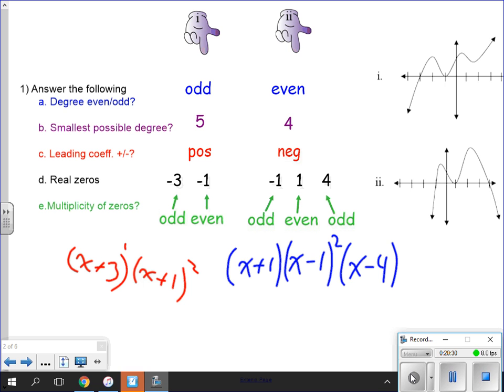I might have some other stuff going on. I know I have a coefficient out in front that's negative. Negative some number out in front. This is not complete, but I have to have at least this. It is possible that this is a higher power that's even. It's possible, but both of these could have higher powers that are odd. I don't know, but it is possible. But I have at least that, possibly more.